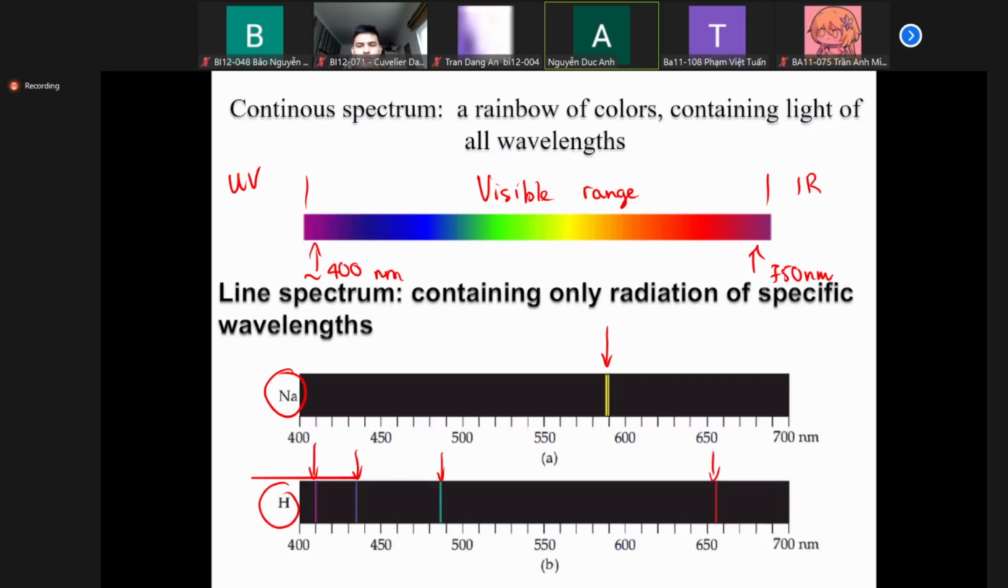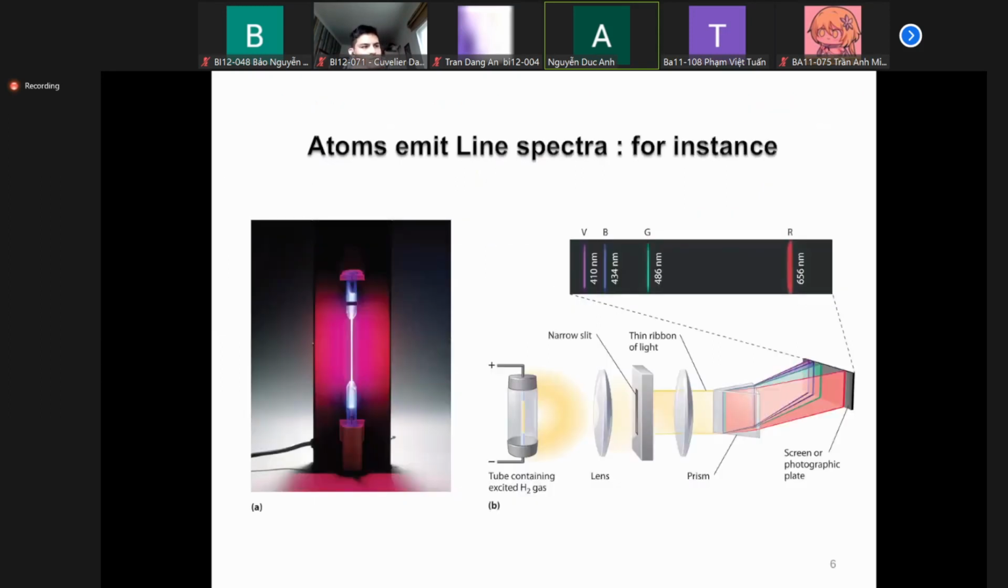Another application of the line spectrum is fireworks. You see a lot of color coming from fireworks in Tet holidays, for example. When we burn fireworks in the sky, they come from different metals like sodium, magnesium, aluminium and potassium. There are some of the metals there. When you burn them, they make some of the beautiful colors of the firework.